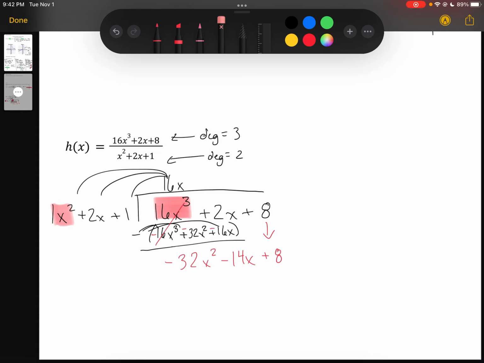Our next step here is we have to multiply our first term so that it matches our first term again. In this case, the x is already matched, we just need 1 to match 32. So 1 times negative 32 gets us negative 32. We will distribute this now once more. So minus 32, minus 32, minus 32.